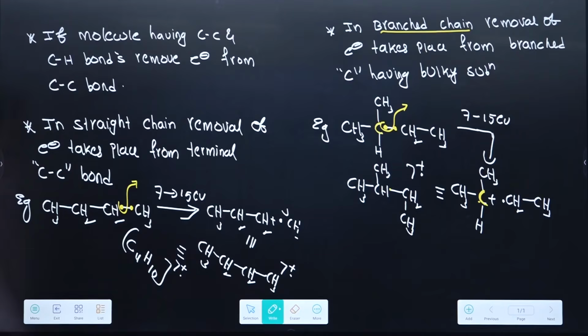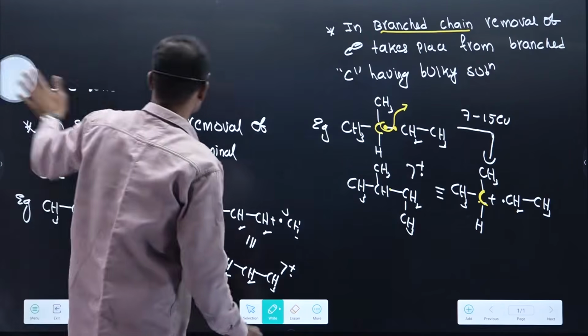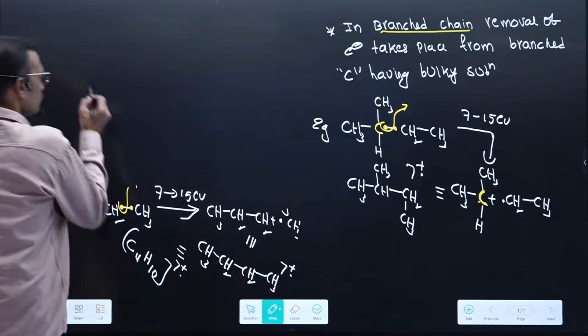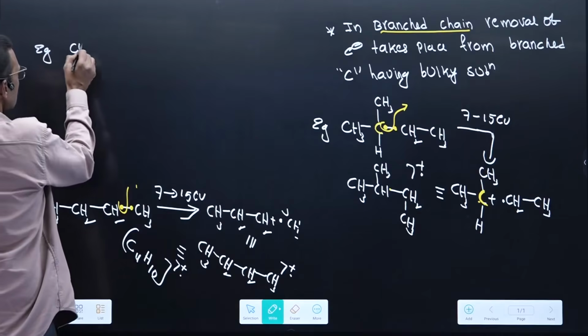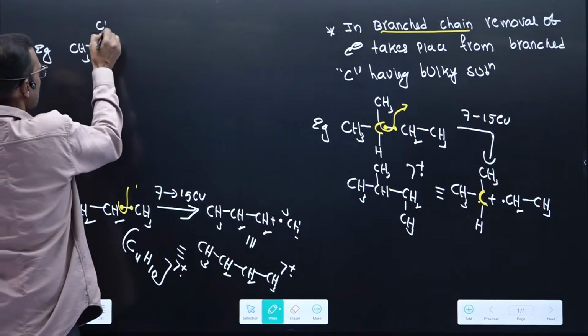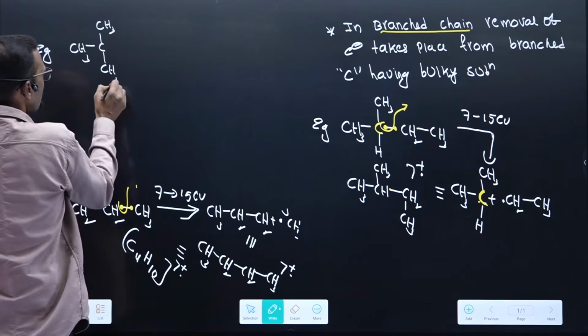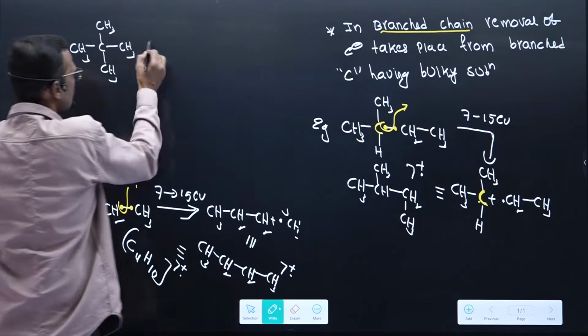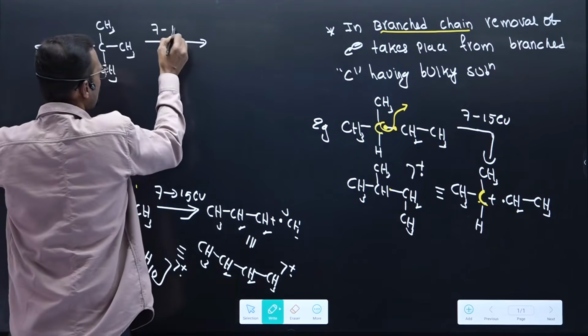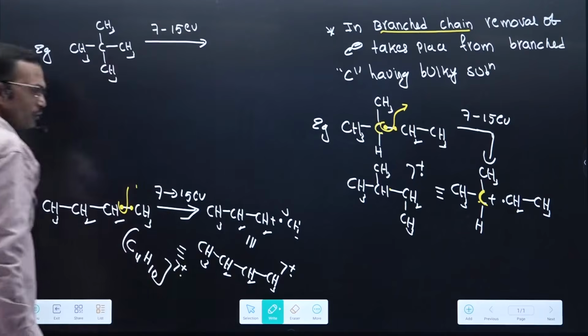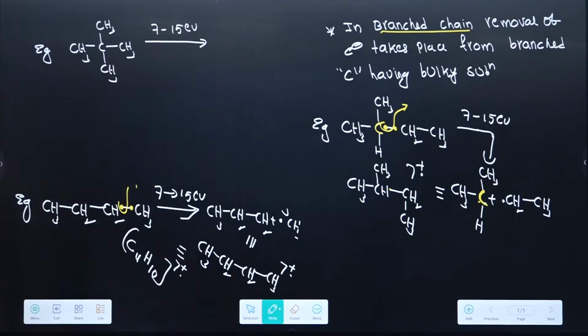Is it clear? So, I will give an example. Try to generate a molecular ion, right? Based on these 4 points. See, this is CH3, CH3, CH3, and this is CH3. 7 to 15 electron volts. Where will you create the molecular ion? Neopentane. All are the same? All are the same.